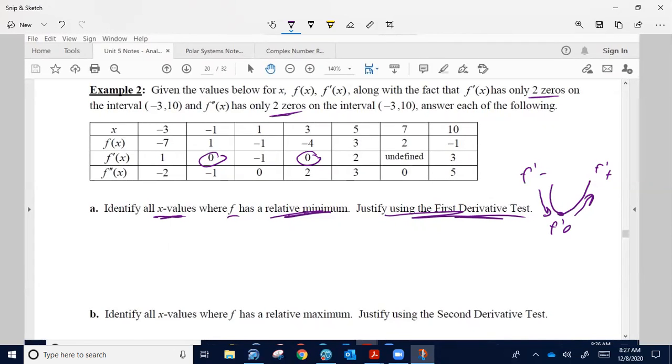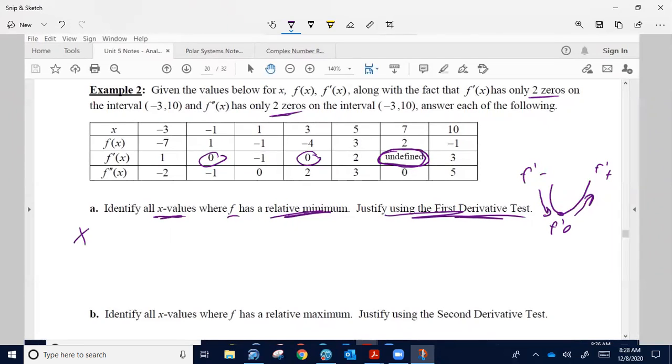If I look at my table, critical number of -1, well, -1 is a critical number, but it goes from a positive to a negative. That is not a minimum. 0 goes from a negative to a positive. That is a minimum. Critical numbers also happen when the derivative is undefined. So I shouldn't neglect this at x equals 7. Notice the derivative goes from a +2 to a +3. Stayed positive, that's not a min or a max.